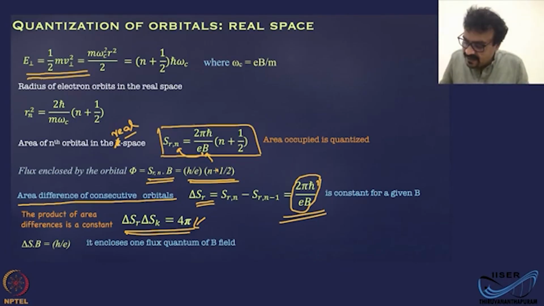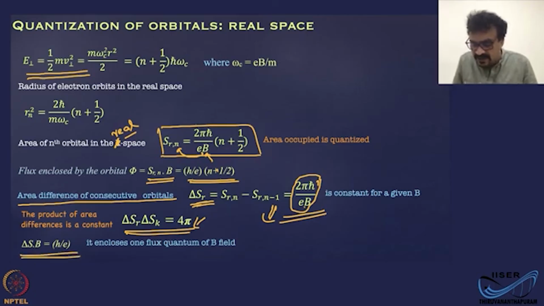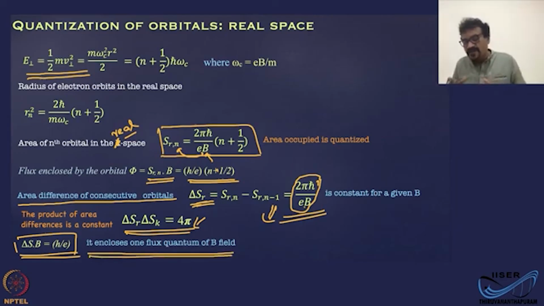And from this relation, you can take the B and multiply by this area. So delta S into B, that is h by e. That is the flux enclosed between two successive Landau levels, which is always h by e. That is, it doesn't matter what field is given, because it's always h by e, it is independent of the field.